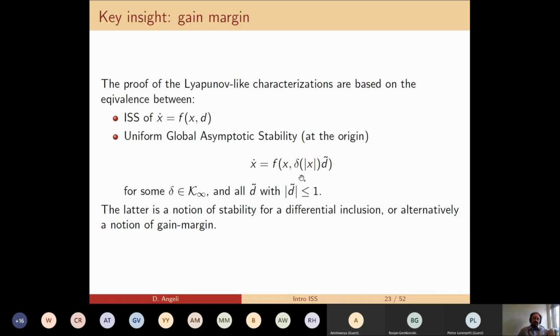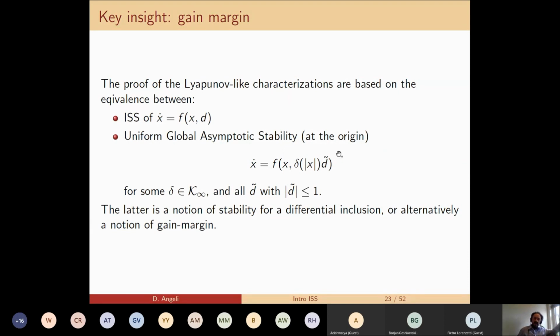And the key insight is, in fact, that input to state stability is equivalent to stability of a system of this kind at the origin, so global asymptotic stability at the origin of a system of this kind, uniform with respect to disturbances d tilde. By being equivalent, what I mean is that whenever you've got input to state stability, you can always pick delta of class K infinity, sufficiently small, of course. Your interest is in keeping it small to be able to get stability, so that this system will be uniformly globally asymptotically stable at the origin.